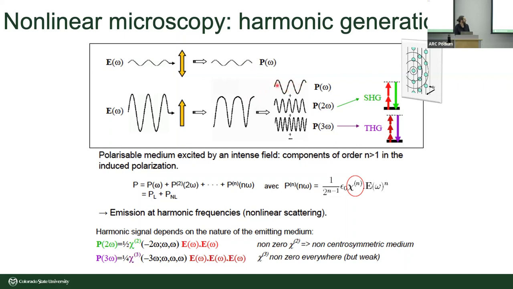So one of them is the fundamental frequency. This is a second harmonic frequency at twice the angular frequency. And this is a third harmonic at three times the angular frequency. That's really where the second and third harmonic generation start to come in. And again, we're sweeping lots under the rug, so those of you who know this literature quite well, please don't hold me to it, but that's effectively where it comes from.